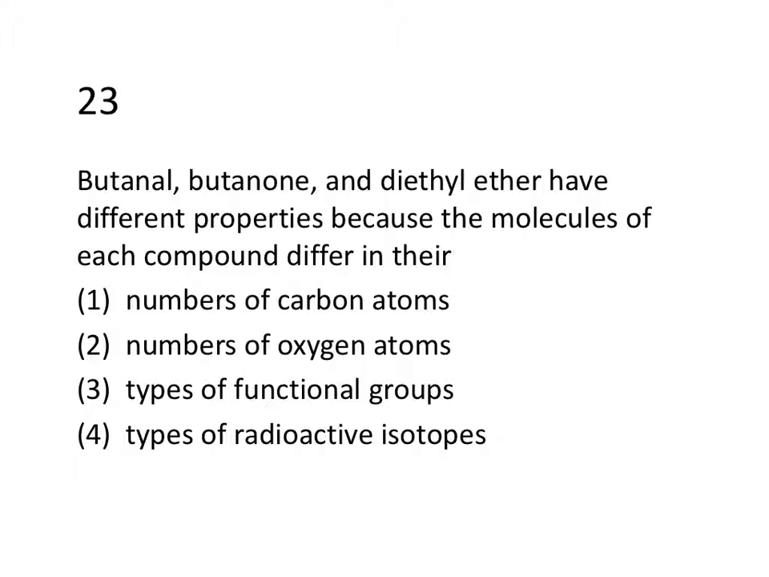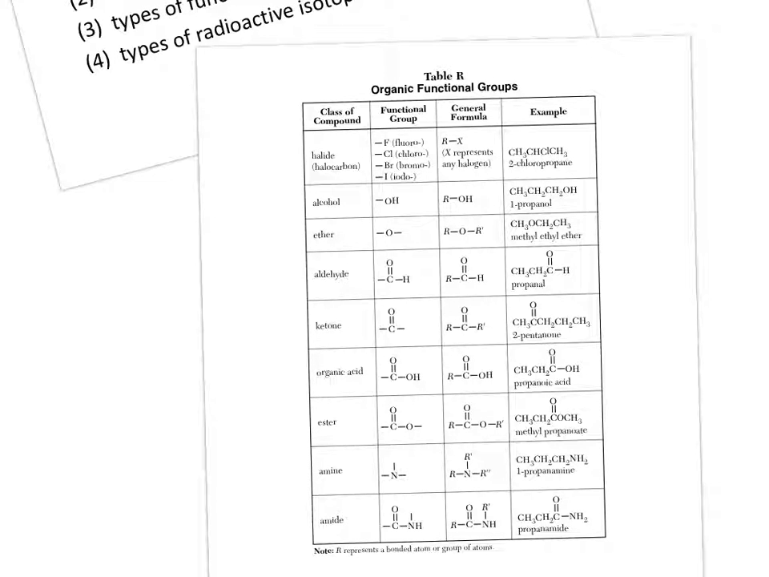Butanol, butanone, and diethyl ether have different properties because the molecule of each compound differs in their what? Looking at Table R, we can see that butanol, butanone, and diethyl ether are basically different functional groups. As a result, they have different properties because they belong to different functional groups.